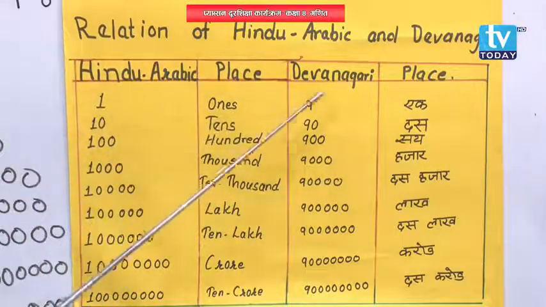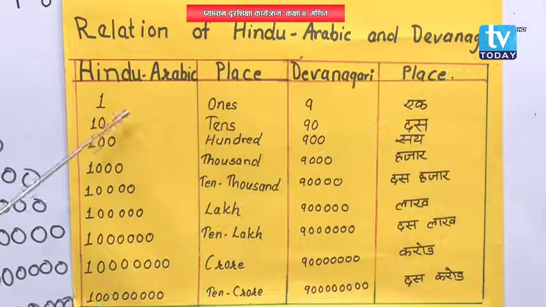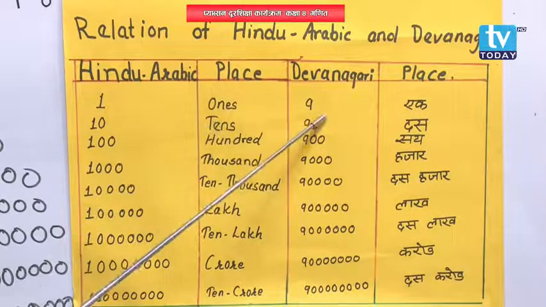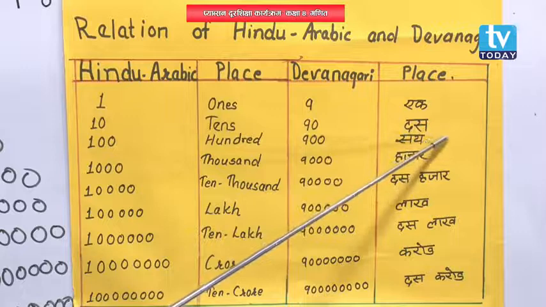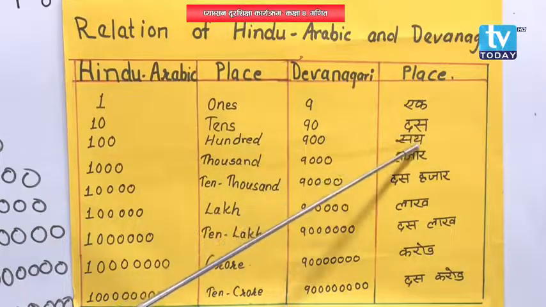1, ones, ek means one, you know that, okay? So 10, tens, 10, 10. Place writing. So 100, hundreds, 100 means 100.